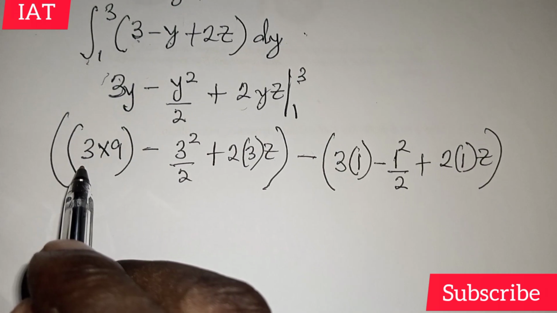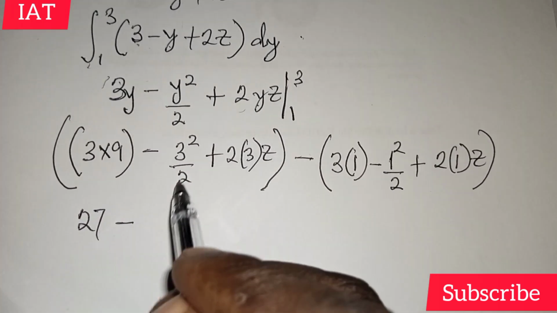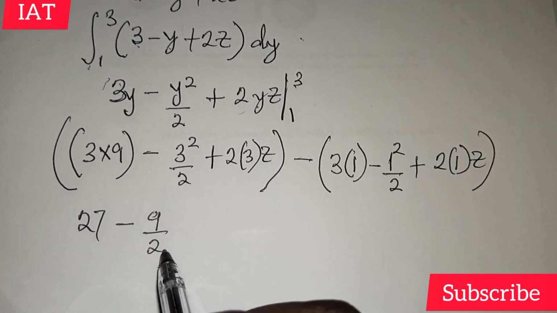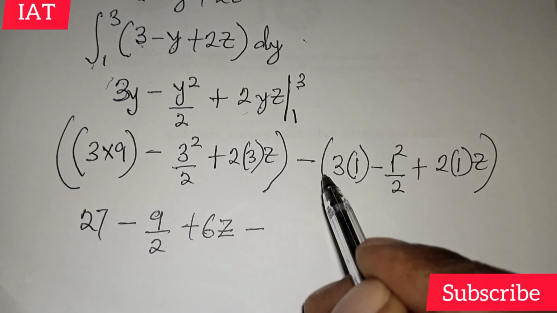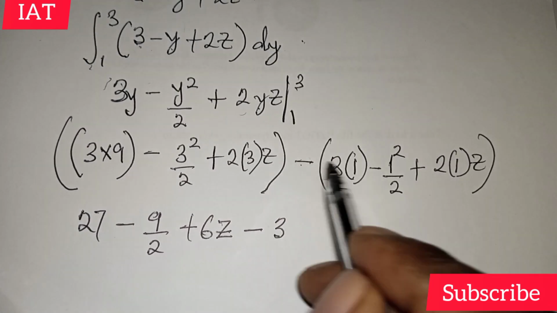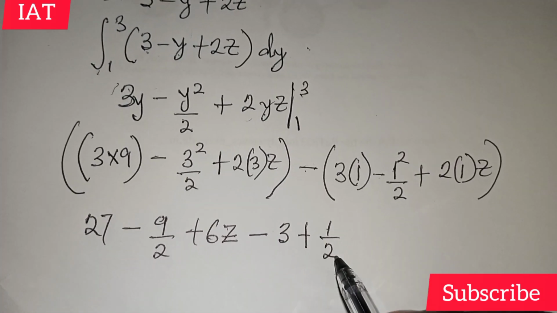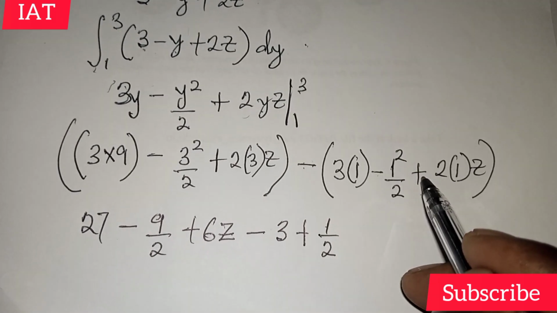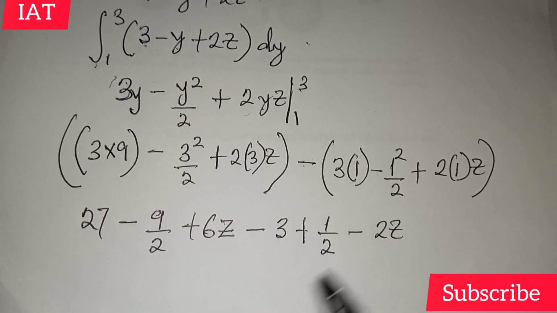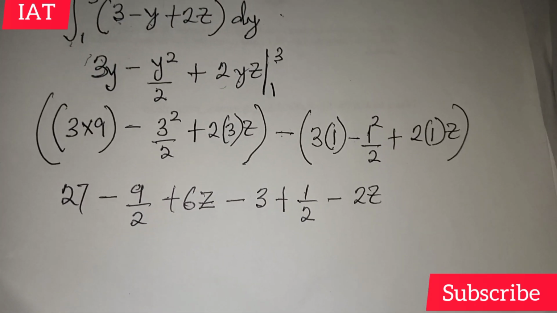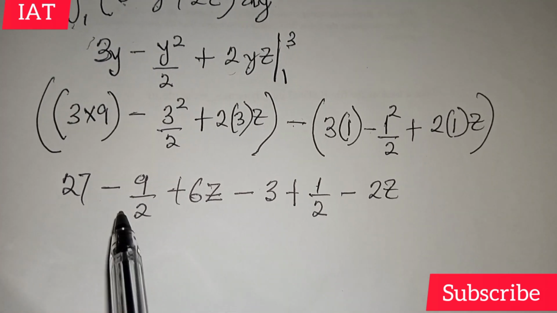So what's the next step? We know that 3 times 9 is 27, minus, here we have 9 over 2, and then we have here to be 6z, minus 3 by 1 is 3, minus, we influence this one to have it plus, 1 squared is 1, so we have 1 over 2, then minus, we influence this to be minus, 2 times 1 is 2, and times z is 2z. Alright, so with this we can collect terms. How do we intend to do that? We have 27 minus 3.